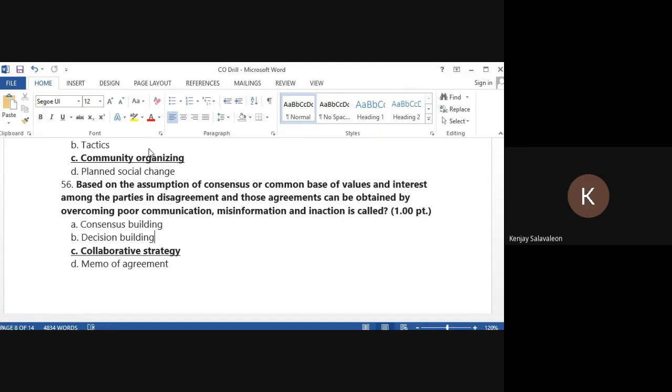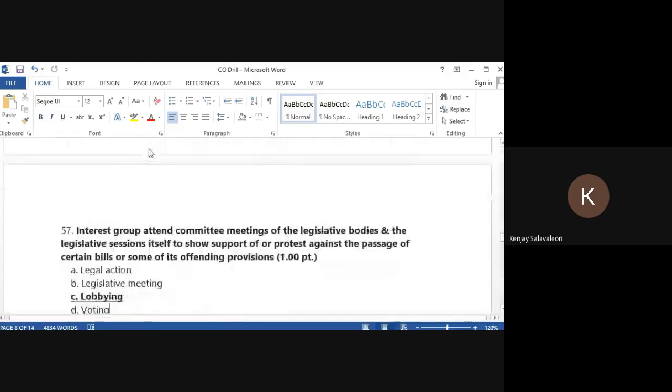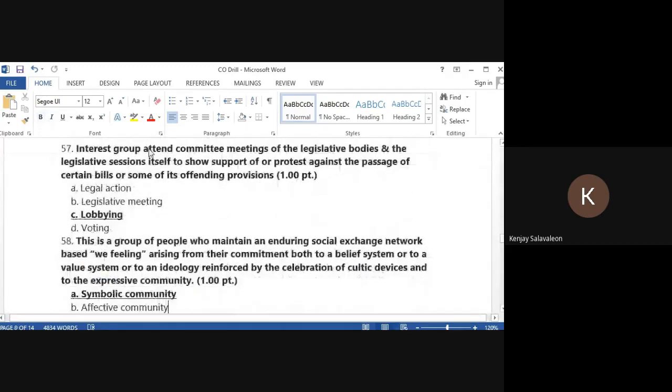Okay. 57. Interest groups attend committee meetings of legislative bodies. I think we already covered this earlier, right? When an interest group attends a legislative body or legislative hearing or session, this is what we call lobbying. We lobby our concern to the right group who are able to create or craft policies.